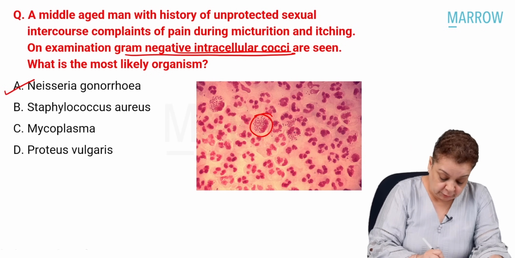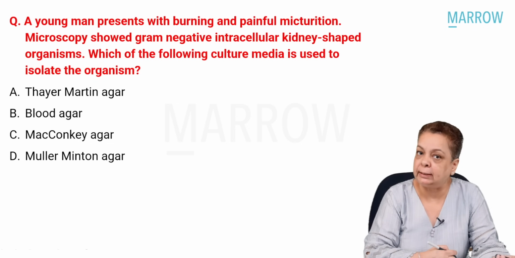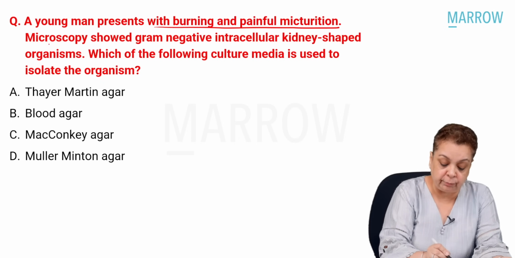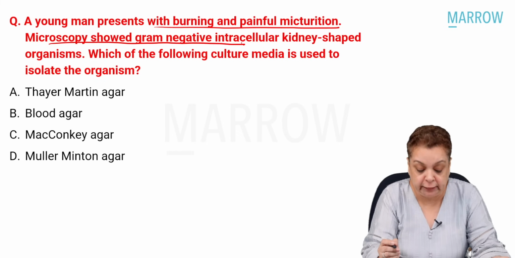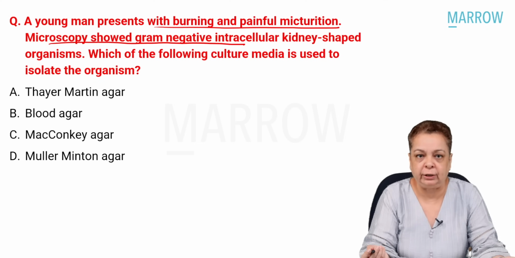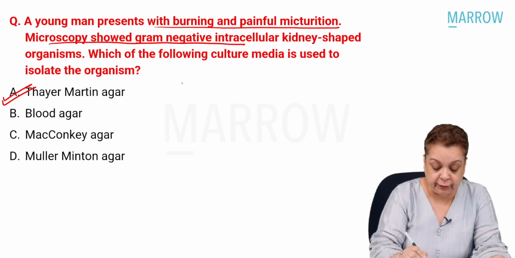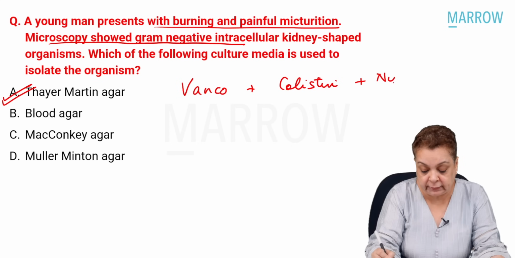Okay. Next question that was on gonococcal urethritis was regarding the selective medium. A young man presents with itching, painful micturition. Microscopy showed gram-negative intracellular kidney-shaped organisms. Which of the following culture medium is used to isolate the organism? Pretty simple. Thayer-Martin agar, which contains 3 antibiotics, vancomycin, colistin and nystatin to make it selective for Neisseria.